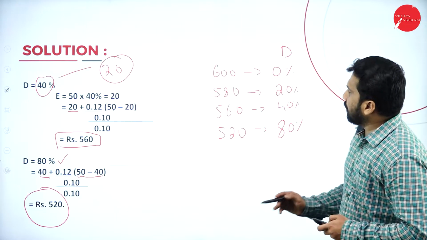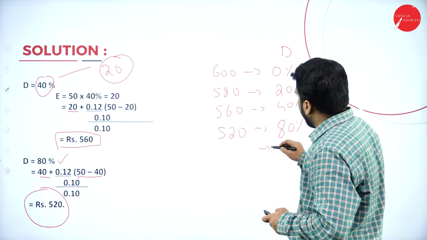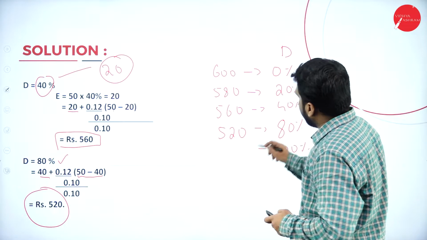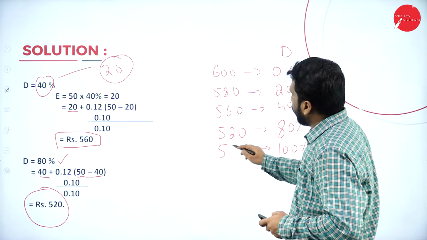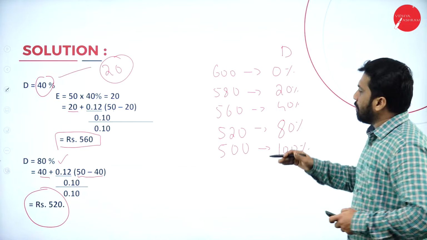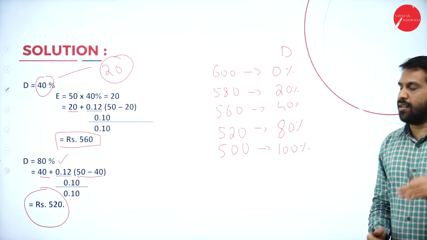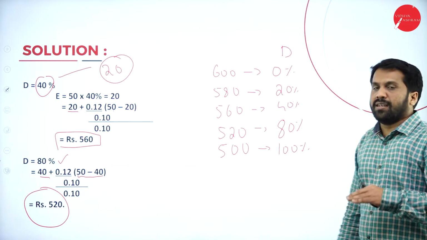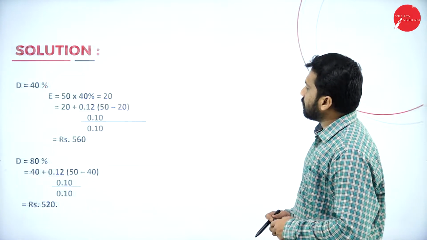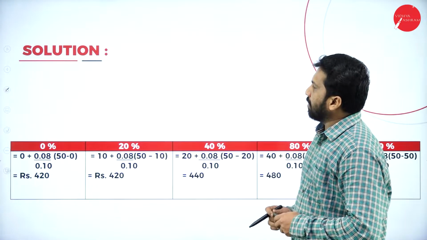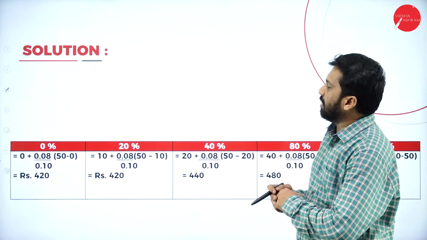Now, I'll go back to this. So, it will be how much? 100%, and it will be how much? 500. If your dividend payout ratio is higher, your value of P will be lesser. Now, so we're done with all the calculation. Now we'll go with this.